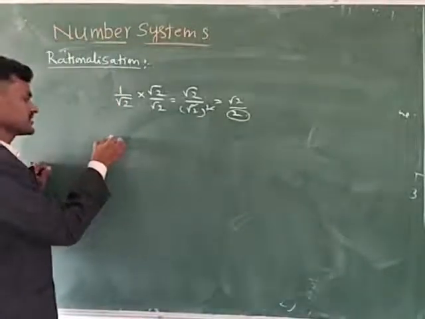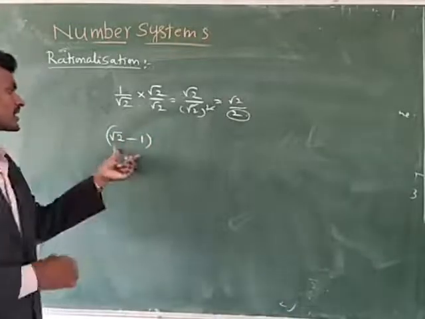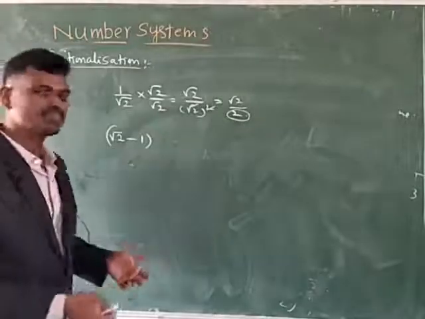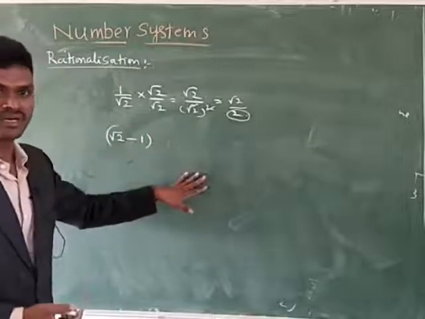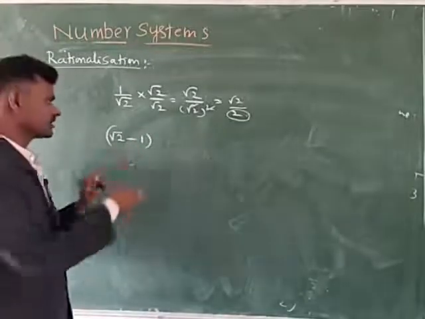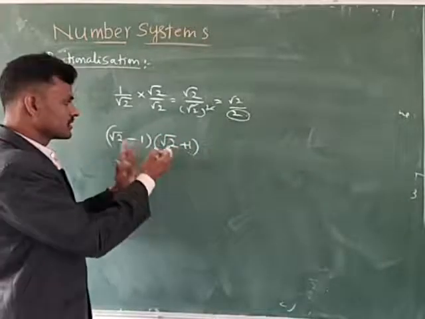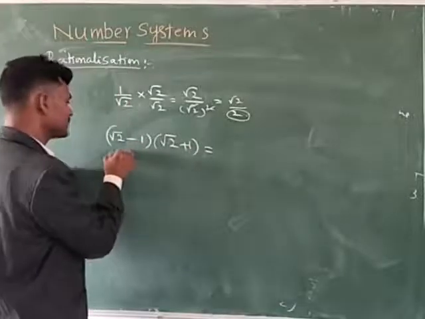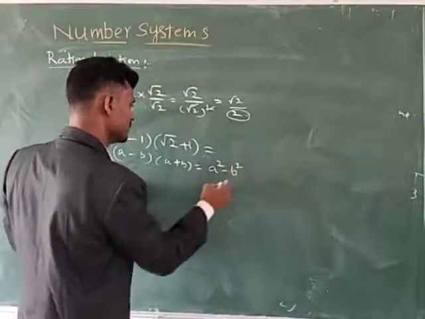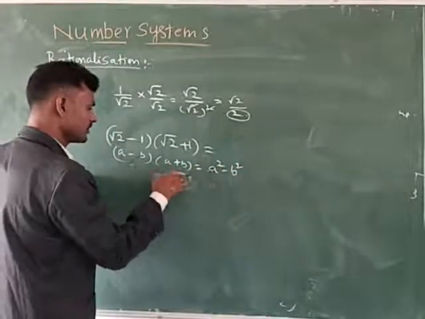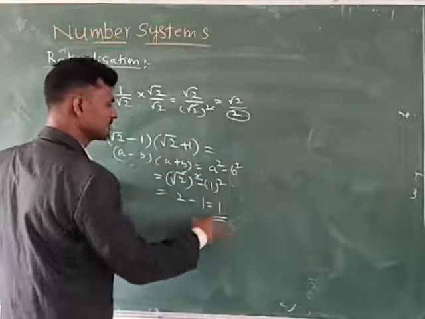Rationalizing factor means, suppose root 2 minus 1 is an irrational number. The rationalizing factor is the irrational number you have to multiply so that it becomes a rational number. That number is called the rationalizing factor of this number. Here you have to multiply it by root 2 plus 1. This turns an irrational number into a rational number. Here this is A, this is B, and this is A plus B. Then this is equal to A square minus B square. Here A square minus B square means under root 2 whole square minus 1 square. The root and square cancel, giving 2. This is 1. 1 is a rational number.